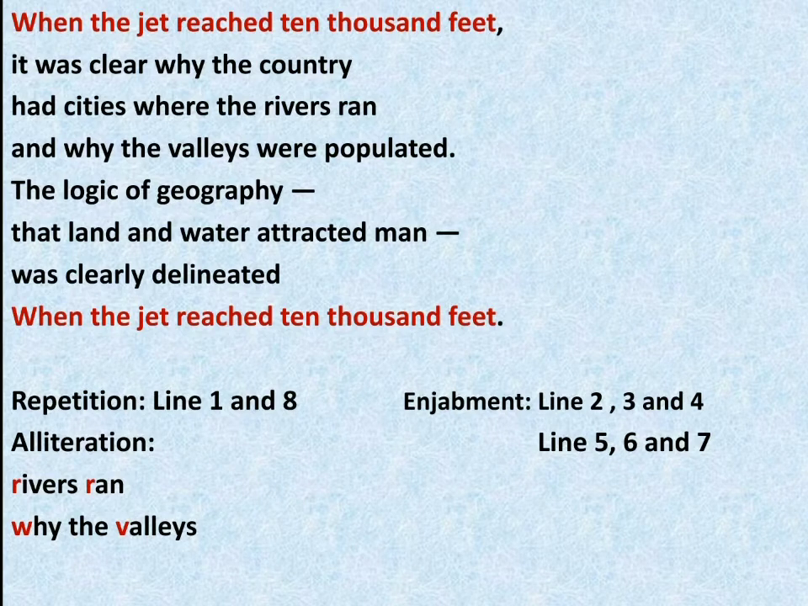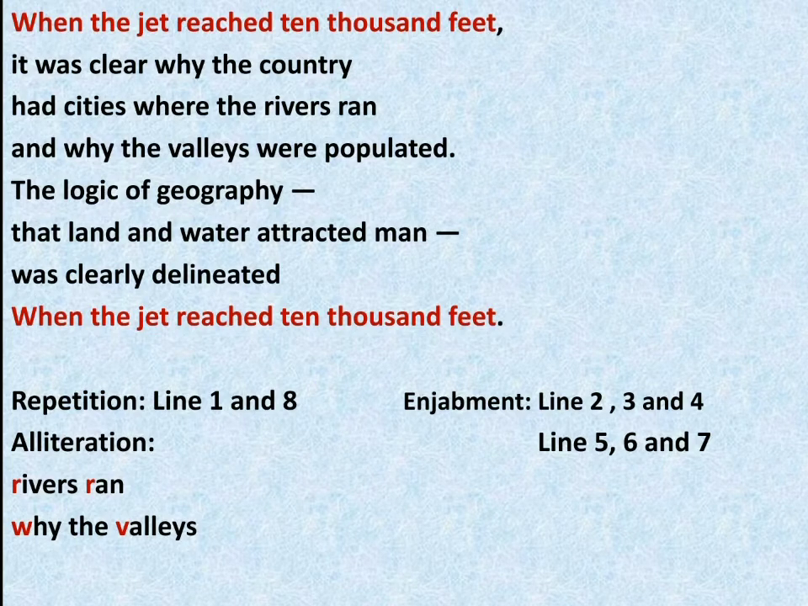Now coming to the enjambment. So enjambment, as you very well know, carries the ideas or the thoughts to the next line without any grammatical pause. Now see the second line. "It was clear why the country had cities where the rivers ran." So "it was clear why the country" continues, "had cities." So it is being carried to the next line, right? The meaning of the line is carried forward, but it is separated into two lines. So that is enjambment.